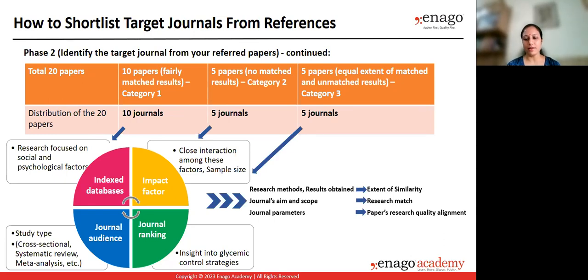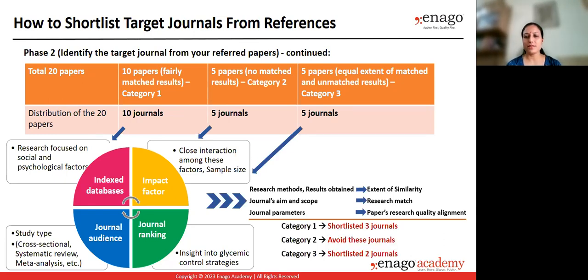Here we have the categorized journals, where we have now shortlisted 3 from category 1. We have avoided category 2 journals because they did not fall in complete alignment with our research paper, and in category 3 we have shortlisted 2 journals. As a whole, as you can see, from a total of 20, we have now filtered based on several assessment parameters into a total of 5 journals.